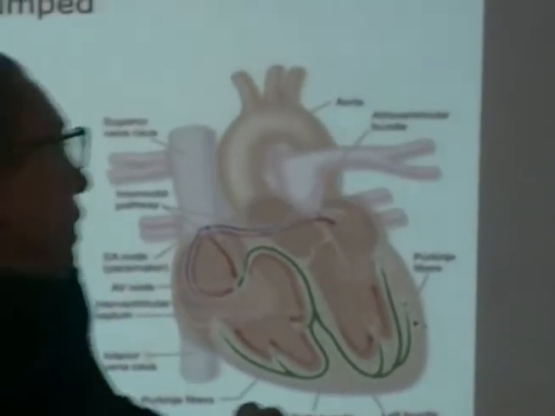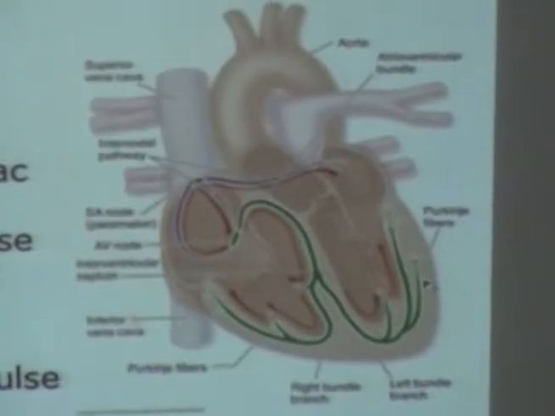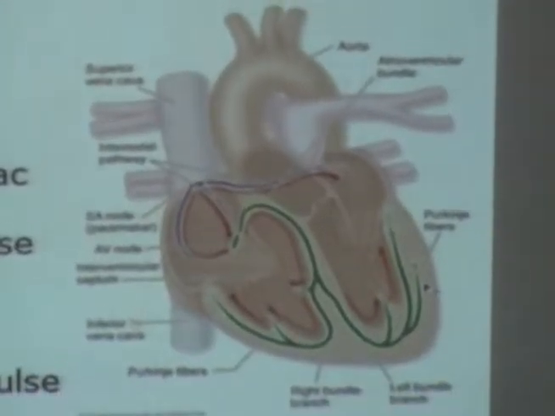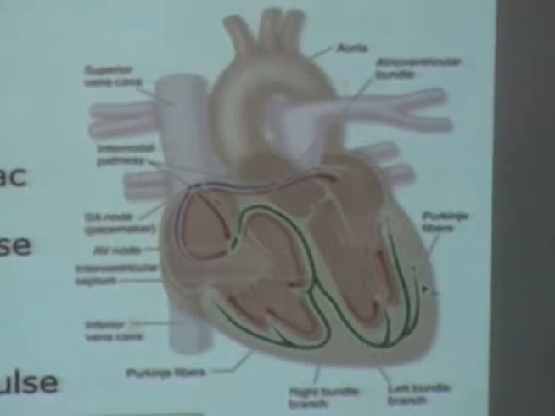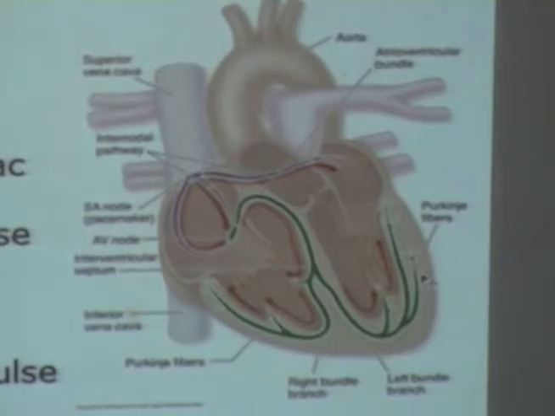So how does the heart contract? It does receive information from the central nervous system, but it also has the ability to control its own beat, or at least to initiate its own beating.